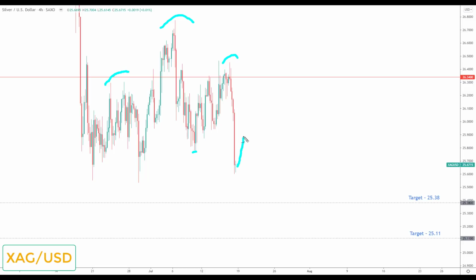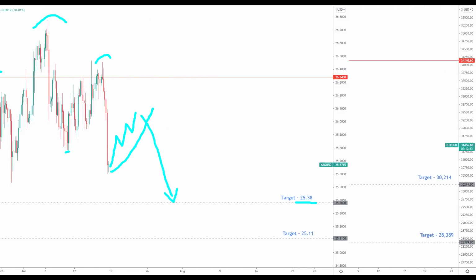So any pullback in this market going into next week would be viewed as a great opportunity to start to look for bearish reversals down to the next key of support to the downside and the target set at 25.38. So primarily I would look for short positions in silver, and only if we got that reversal in the DXY would I pivot to gold and start to look for those moves to the upside.